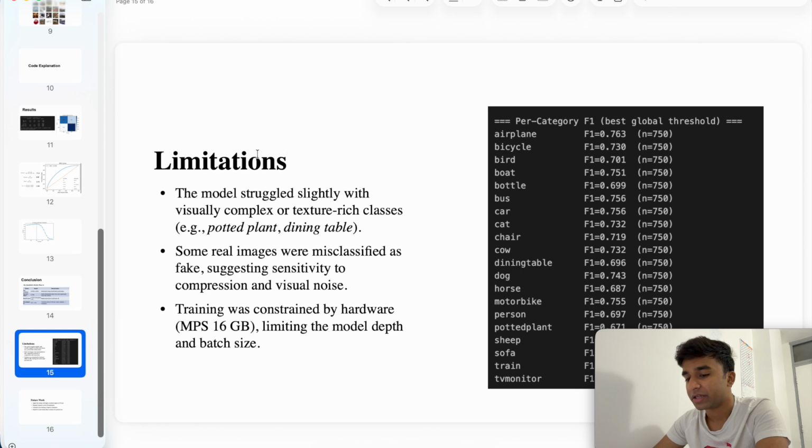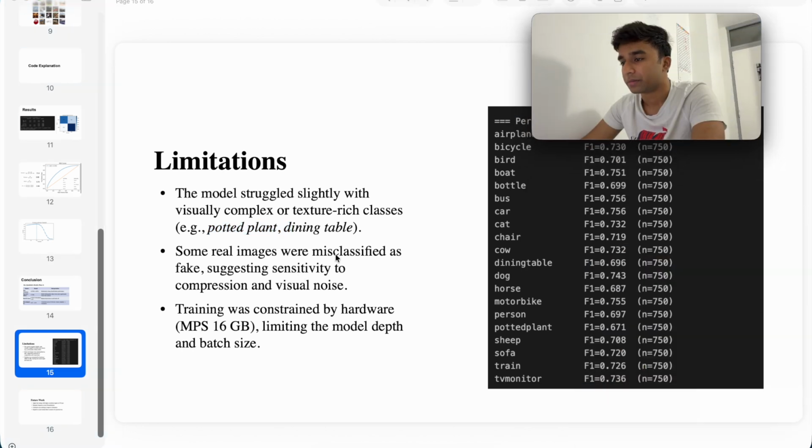As for limitations, the model really struggled with visually complex, texture-rich classes such as potted plant here, with the accuracy really low. Some real images were misclassified as fake because of sensitivity to compression and visual noise. These cases were the dining table and potted plant classes.